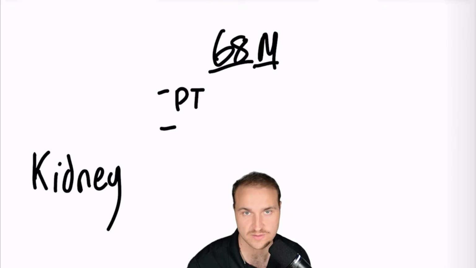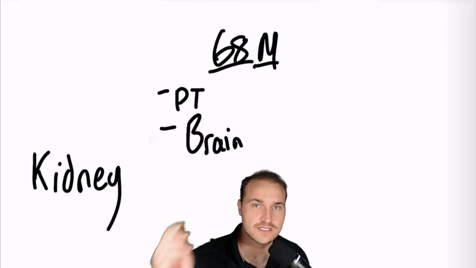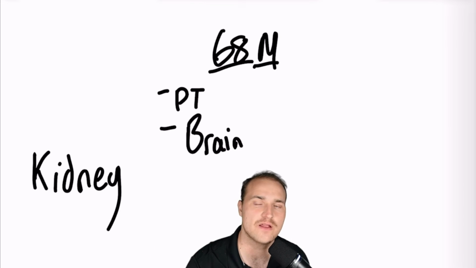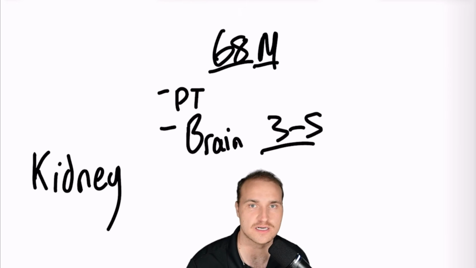So we mentioned the proximal tubule, but a huge one is obviously going to be the brain. That's the most sensitive tissue to hypoxia and hypoperfusion. There you have irreversible neuronal injury that can happen even just 3 to 5 minutes out. And so the especially vulnerable areas are the hippocampus, the Purkinje cells of the cerebellum, neocortex layers, that stuff.